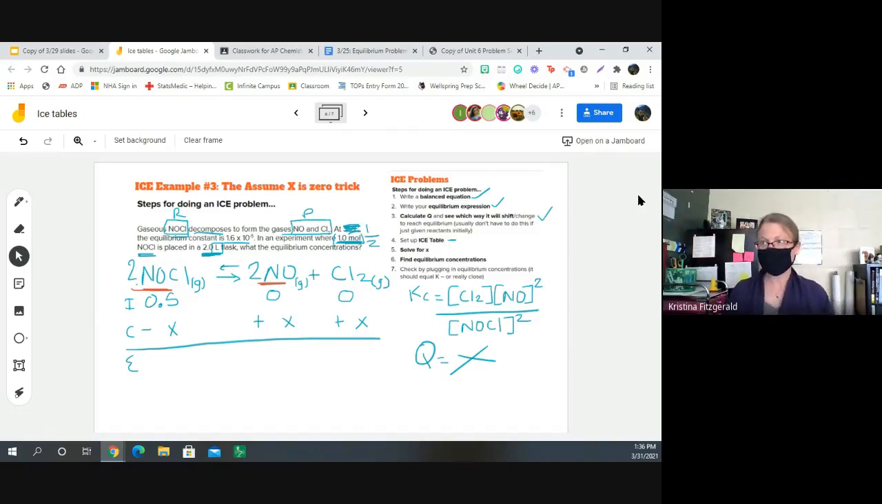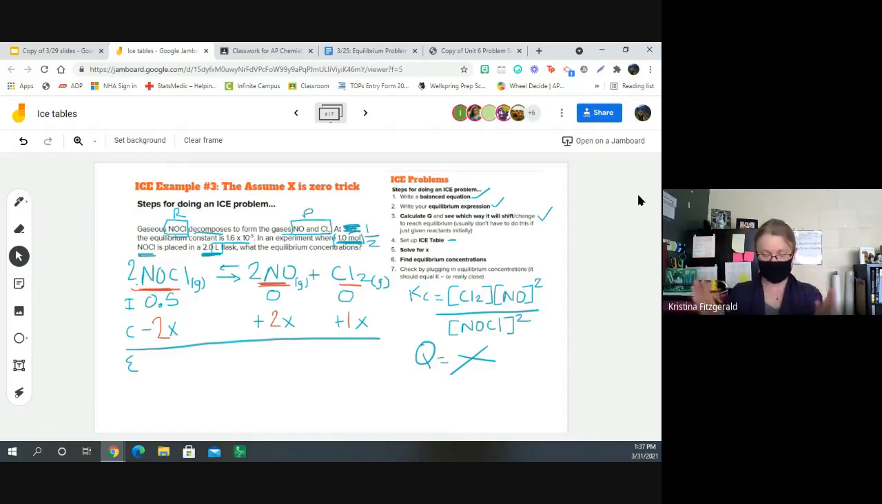Okay. All right. We have to put in the coefficients here because that's going to matter, because chemistry is just like baking a cake. You've got to have certain ratios of things, so we have to account for that. 2 of the NOCl always make 2 of the NO, and 2 of the NOCl always make 1 of the Cl2. So we just have to account for those things in our change row.